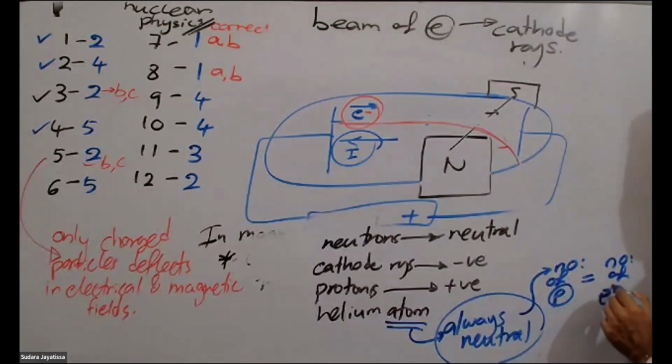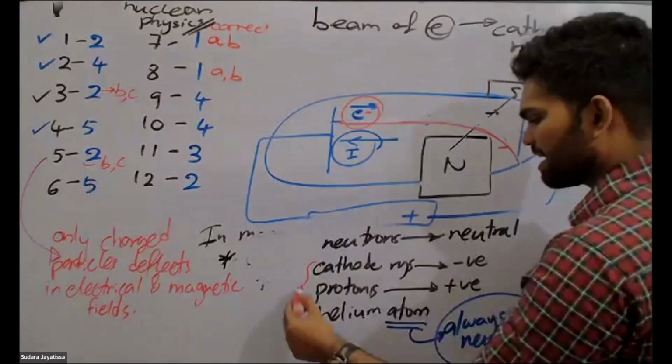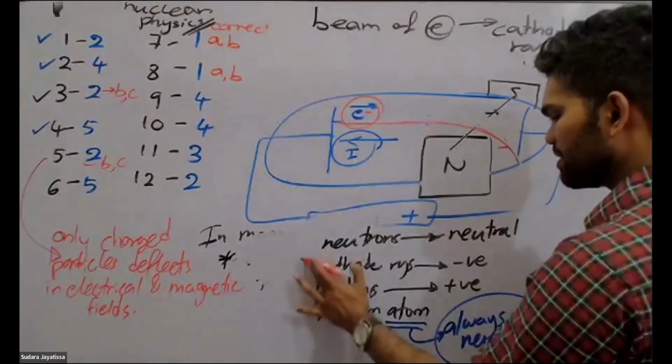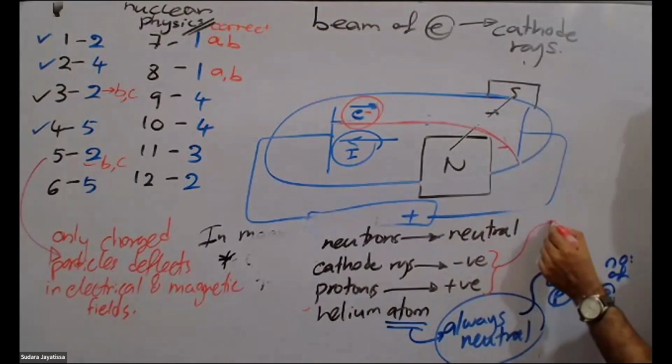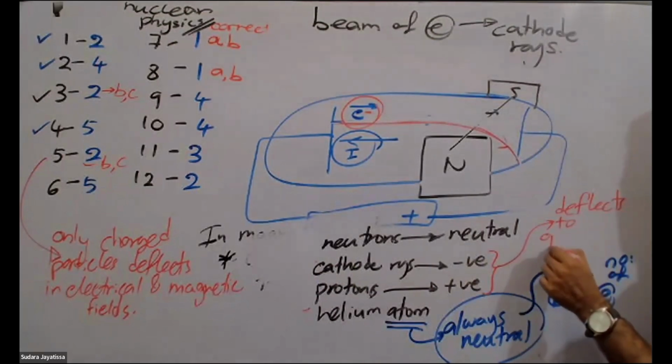The number of protons and electrons is equal, so it is electrically neutral. The charges are balanced. Now take helium: helium has 2 protons and 2 electrons, so the overall charge is 0. Understand? The helium atom is again neutral. So those two particles will not deflect, but cathode rays and positive protons will deflect. And remember, they deflect in opposite directions because of the positive and negative charges.